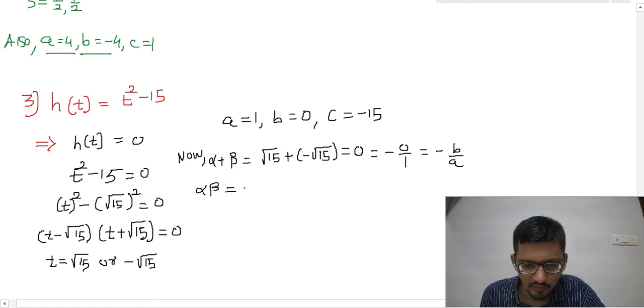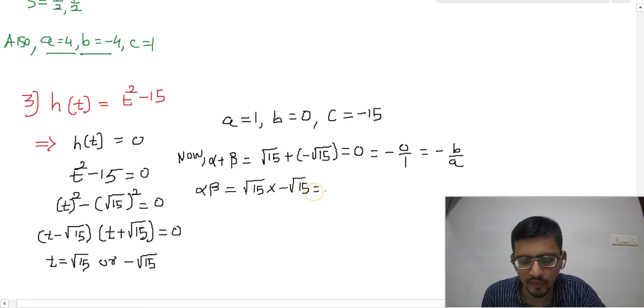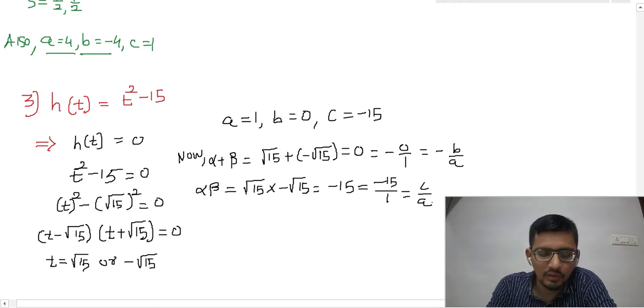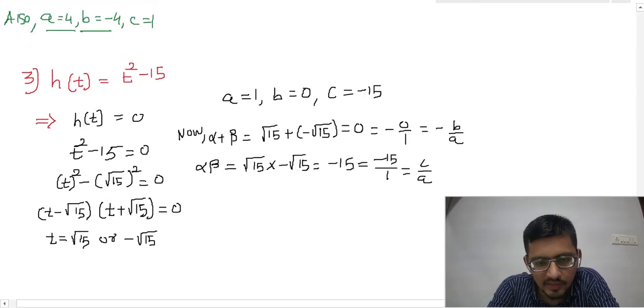Next verification: product of roots. Root 15 multiplied by minus root 15. Root 15 multiplied by root 15 is just 15, and plus times minus gives minus, so the answer is minus 15. I can write minus 15 divided by 1. Minus 15 itself is c, and 1 is a. Verification done. So the sum of roots is minus b by a, and the product of roots is c by a.